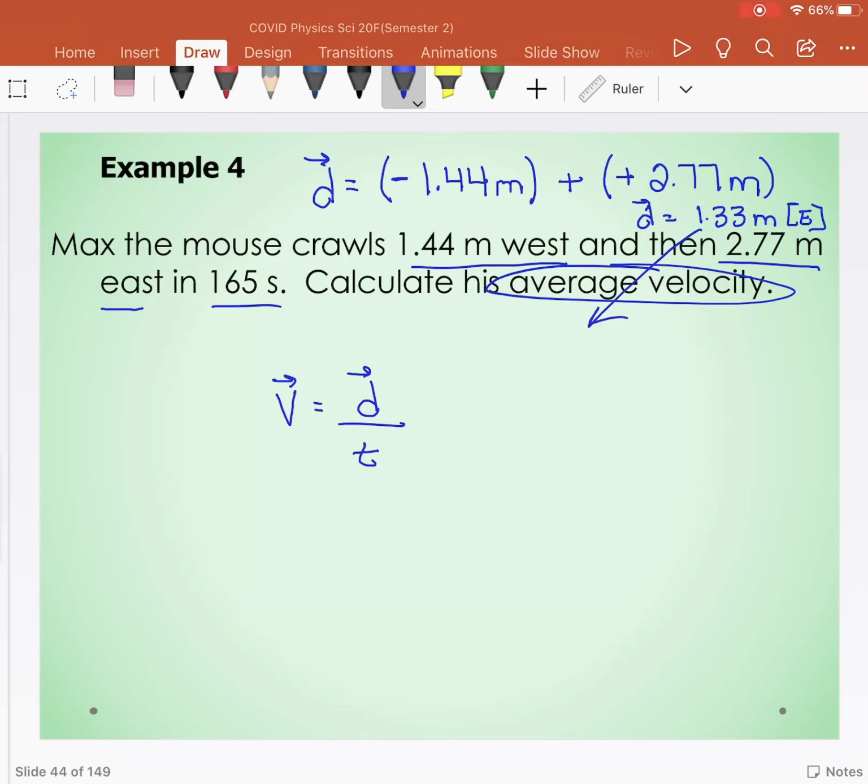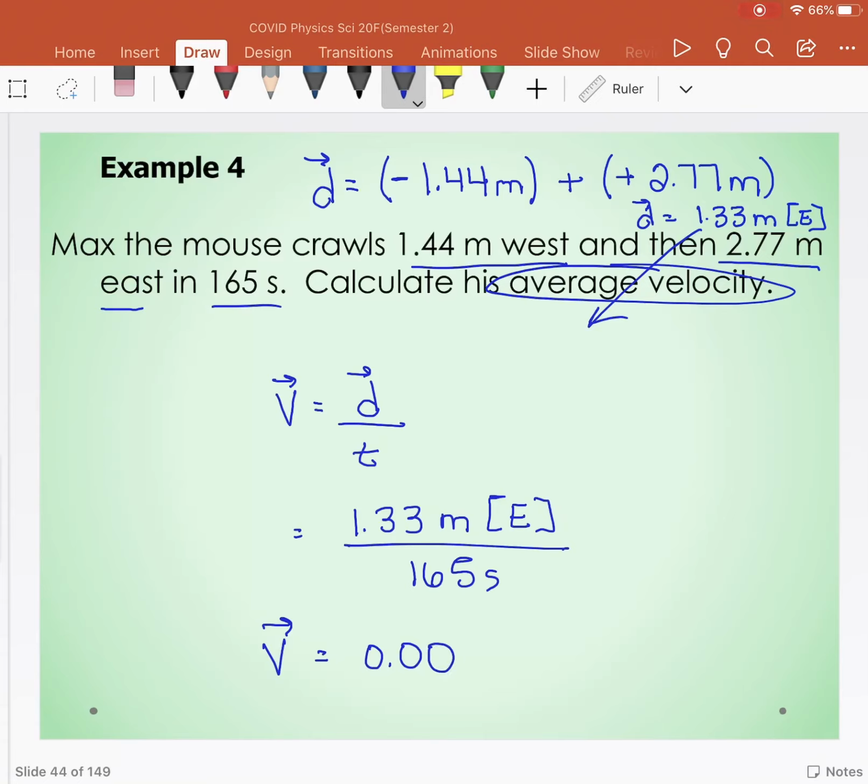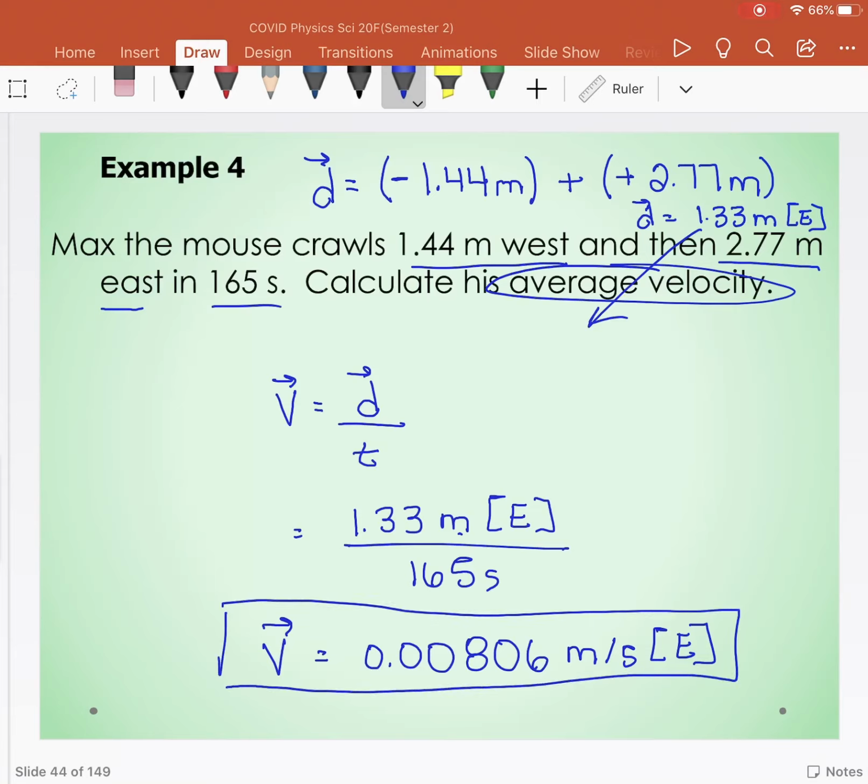Okay. All right, now I can put that into my formula. So again, there's lots of different ways these questions can be worded. So you have to be kind of on your toes, reading carefully, solving for everything. All right, my time is 165 seconds. Now that I have my displacement, I divide by time, and that gives me 0.00806. Follow my units, meters per second. Direction matters, east. So it's a mouse, so it's very, very slow.